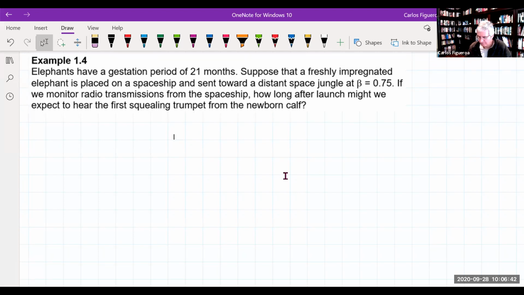Okay, let's go look at this thing here. This is a beautiful example, I think. I think this is a very sexy example for special relativity, no doubt about it. It says, elephants have a gestation period of 21 months. Suppose that a freshly impregnated elephant, I'm assuming that's none of you guys, is placed on a spaceship and sent toward a distant space jungle at beta equal to 0.75. If we monitor radio transmissions from the spaceship, how long after launch might we expect to hear the first squealing trumpet of a newborn calf?